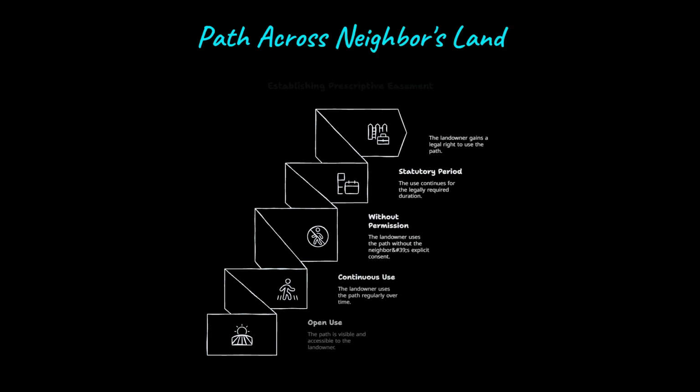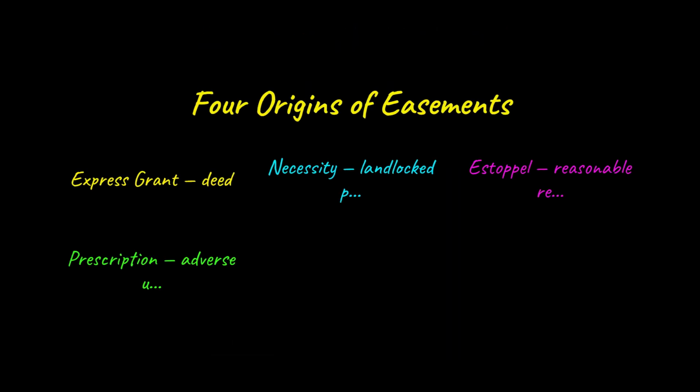Picture a landowner walking and driving across a strip of her neighbor's land to reach a backfield, openly and regularly, year after year, without ever asking permission. Once that pattern continues for the full statutory period, the law converts it into a lasting legal right to keep using the path. The exam wants you to match each easement to its trigger.